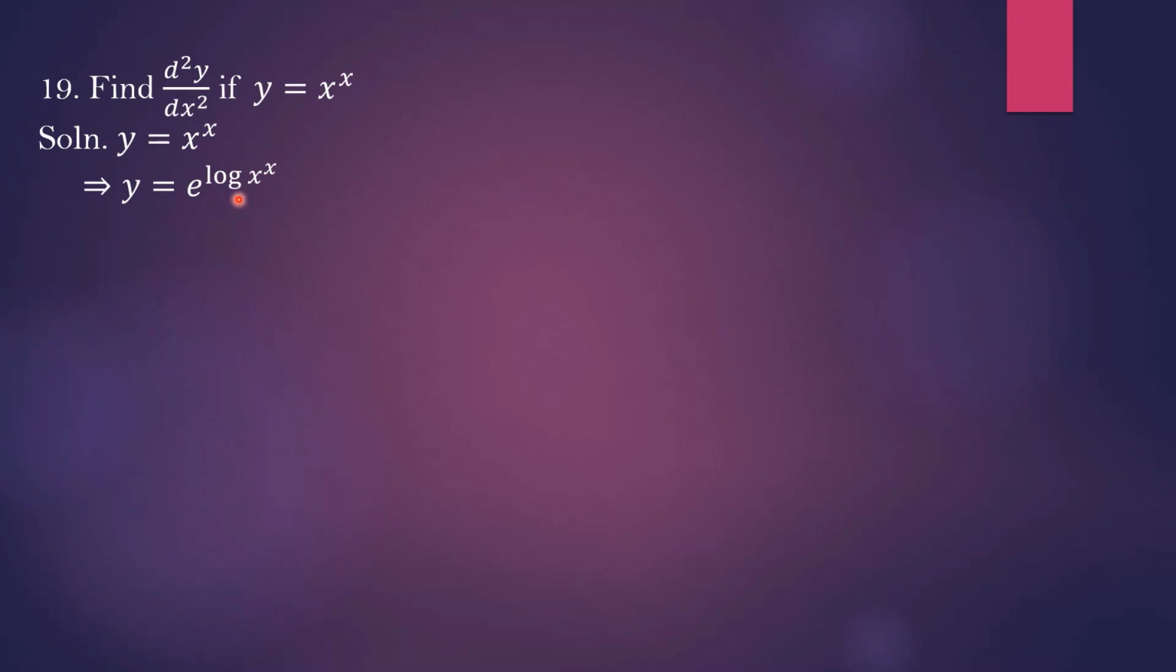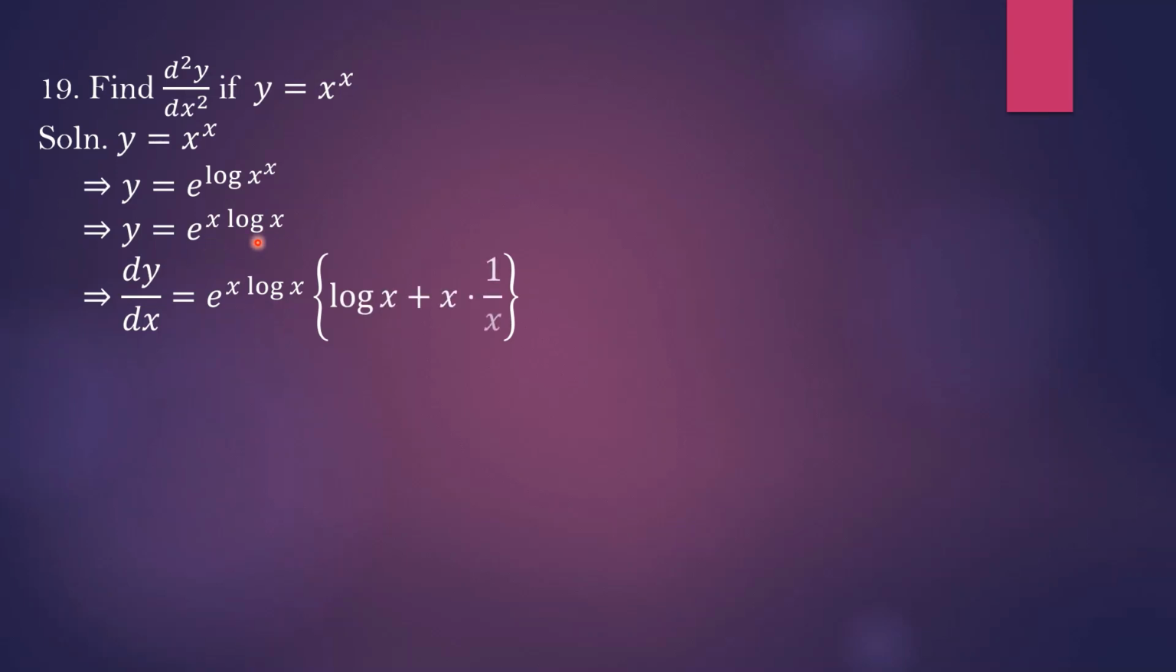Then by using the property of logarithm, this x will come in front of the log. You see, y is equal to e to the power x log x, and then you can find the first derivative now. So the first derivative dy dx is equal to the function e to the power x log x remaining the same, and then the power function's derivative: x's derivative is 1, so simply log x, plus here x remaining the same and log x's derivative is 1 by x.